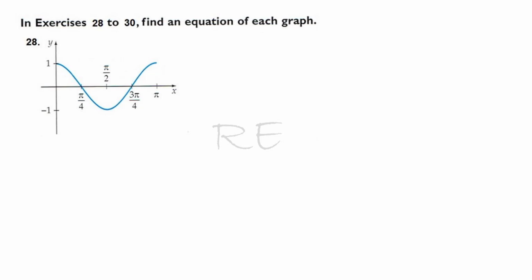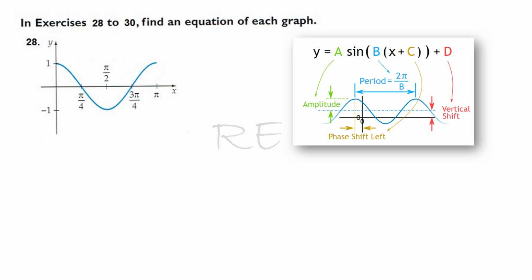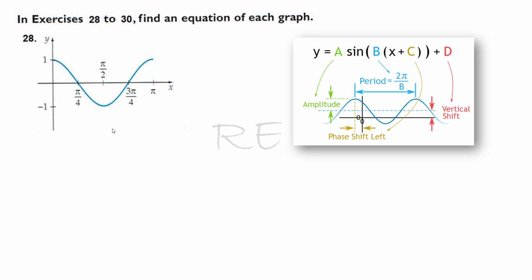Find an equation for this graph. First, we're going to look for the amplitude. The amplitude is half of the distance between the maximum and the minimum. So from 0 to 1, the amplitude is 1. Now, the curve is a generic cosine curve.